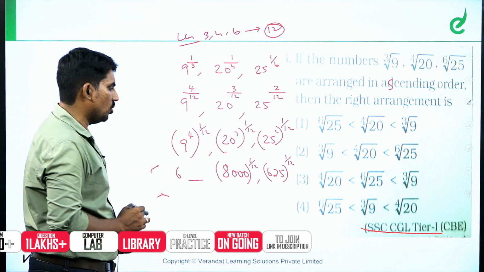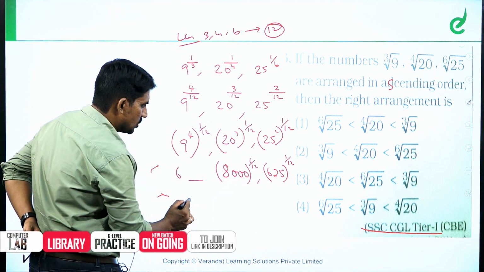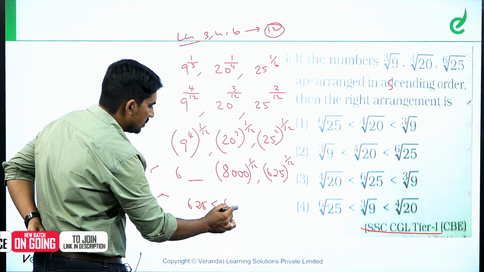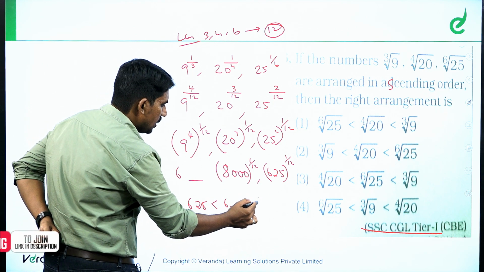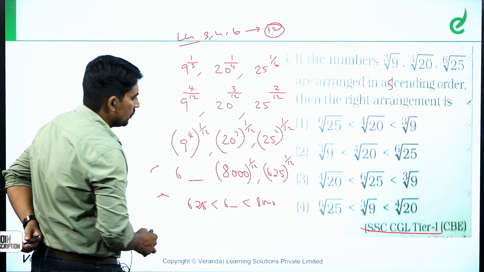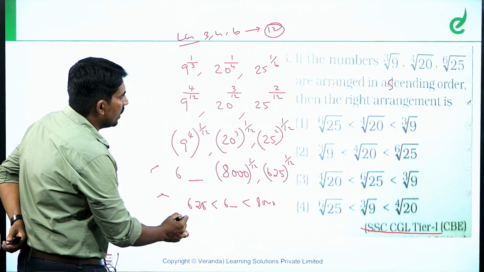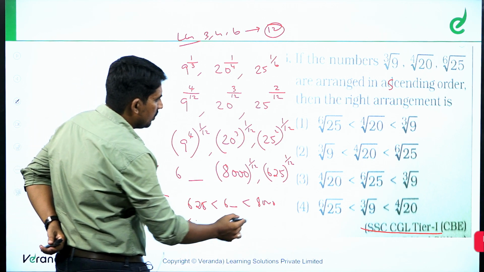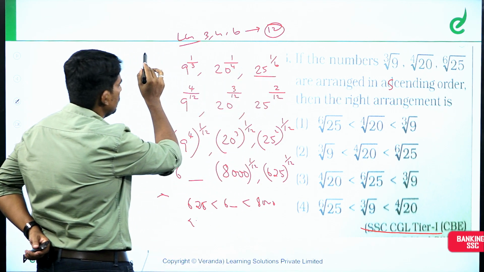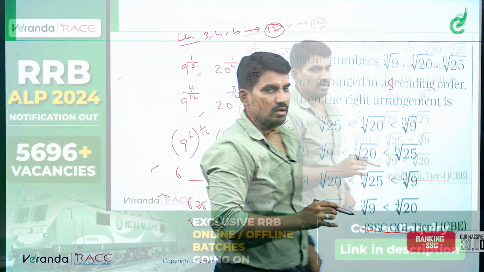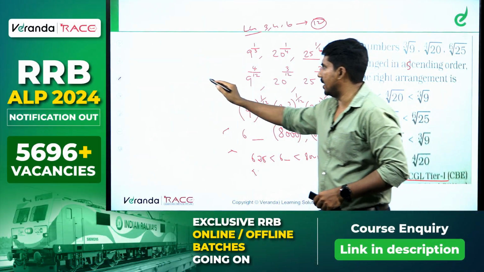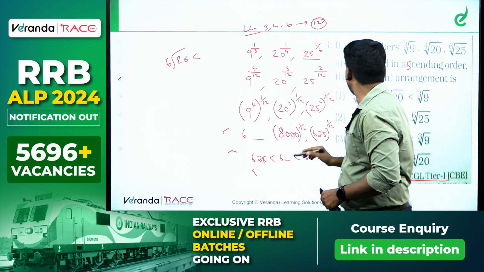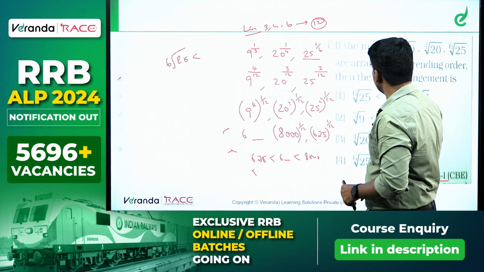Therefore, what can we do? This is the smallest. 625 is the smallest. Then we have 6000 something, that value is next. Then this 8000 is the next value. Therefore, we can say 25 root 6 is less than, 25 root 6 is less than, the next value is what? Is less than that 9.